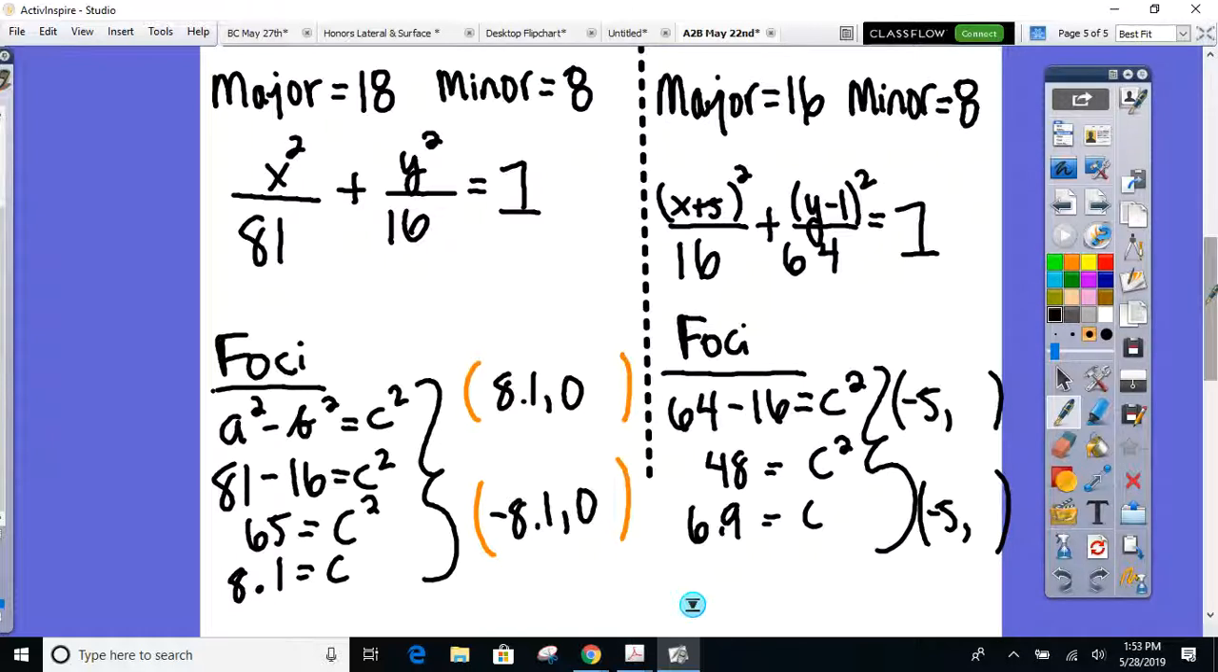When you go up, what is it? Negative 5, 7.9. 1 plus 6.9, right? 1 plus 6.9 is 7.9. And then what about when you go down? 1 minus 6.9. Negative 5, negative 5.9.